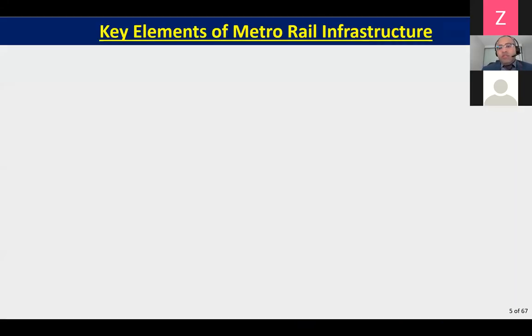So we just discussed the importance of this metro rail transportation system from an urban point of view, from a smart city point of view. But what are the key elements, and what are the dangers or hazards which these kinds of structures are subjected to? First of all, you need to understand the key elements of any metro rail infrastructure.